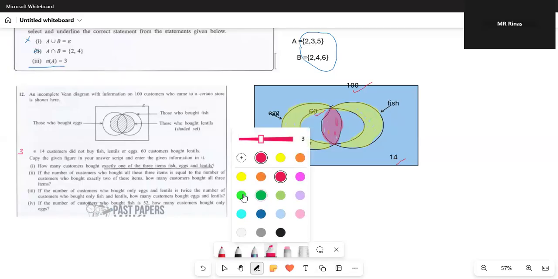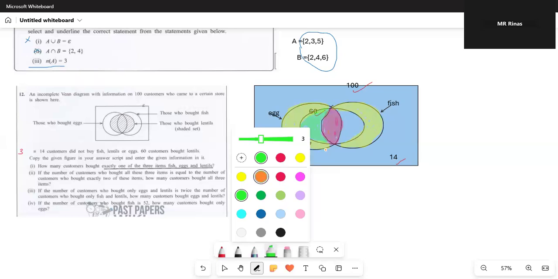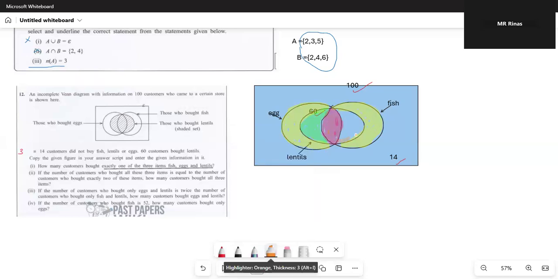So here, this light green area represents that they bought the lentils and the egg. And this orange portion represents that they bought fish and lentils. Now, we know the circle of lentil is 60. So, in total there will be 100.